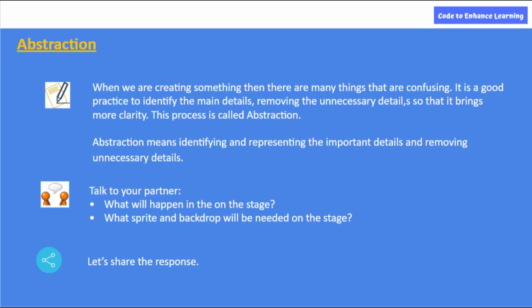Before we jump into coding, let's pause for a very important step, which is abstraction. Abstraction means focusing only on the important details and ignoring the ones that don't matter right now. This helps us design our project clearly before we write a single line of code. Let's discuss together. What will happen on the Scratch stage? Which sprite and backdrop will be used? Take a moment to think. Great. Keep your answers in mind because we will use them to plan our coding.